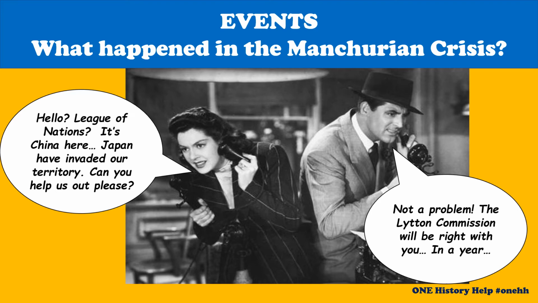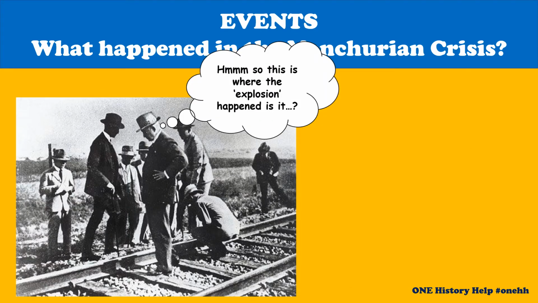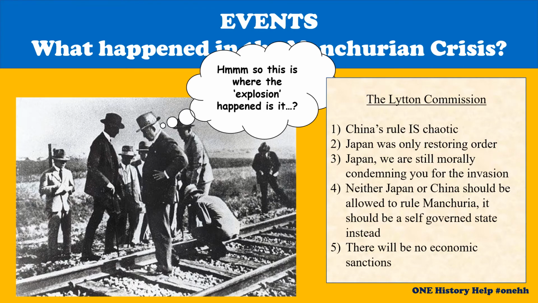And as many of you will know from studying the Manchurian crisis, this commission that is sent out by the League of Nations, headed up by Lord Lytton from Britain, takes a year to come up with its conclusion. And this is essentially what the Lytton Commission came up with in that year. Japan had claimed that they were going into Manchuria because China's rule there was chaotic and Japan were there to restore order. The Lytton Commission decides that yes, that seems to be a pretty accurate description of what was going on. China's rule is chaotic in Manchuria and Japan was only there restoring order. However, the Lytton Commission did also decide that Japan should be morally condemned for the invasion.